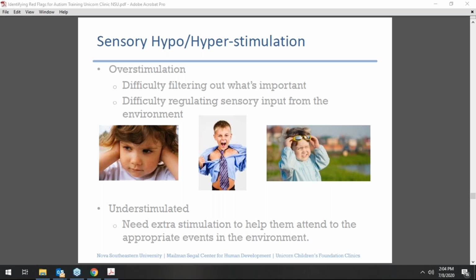So oftentimes you'll see that they're very selective about the foods that they eat. And it might be due to a texture, it might not. But they tend to be really picky about what they eat. Not everyone, of course, but certain textures they don't like. Maybe they don't like solids or vice versa. But they have difficulty regulating that sensory input from the environment.